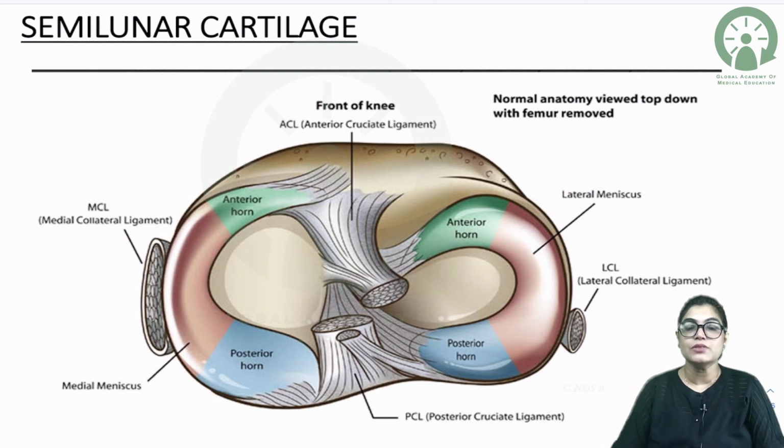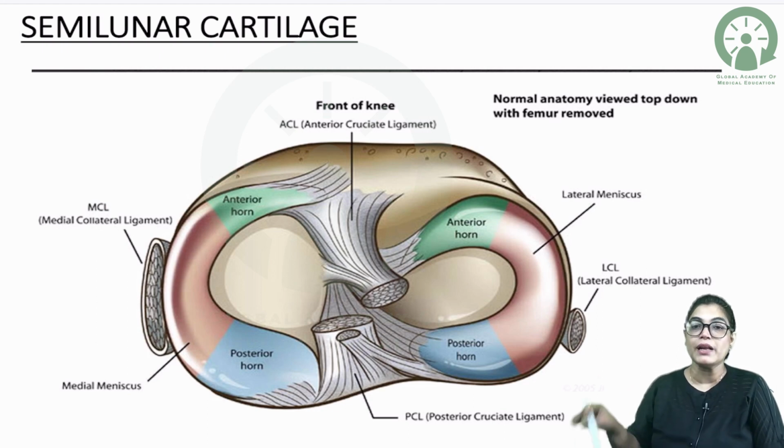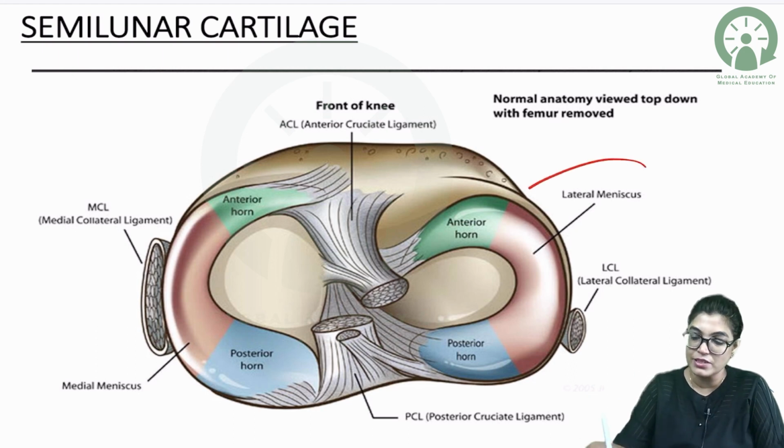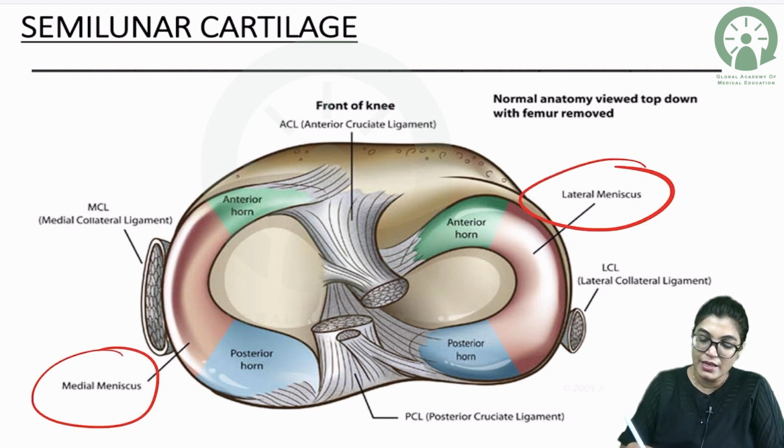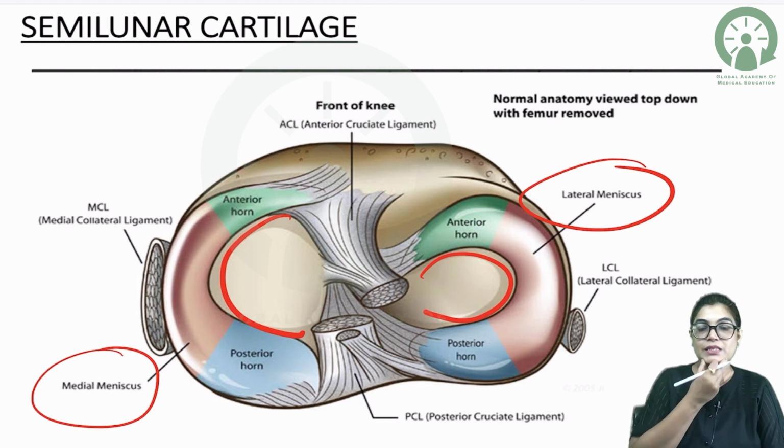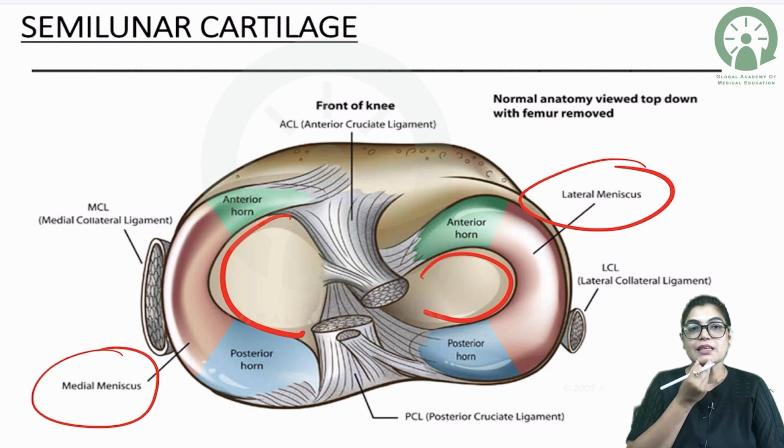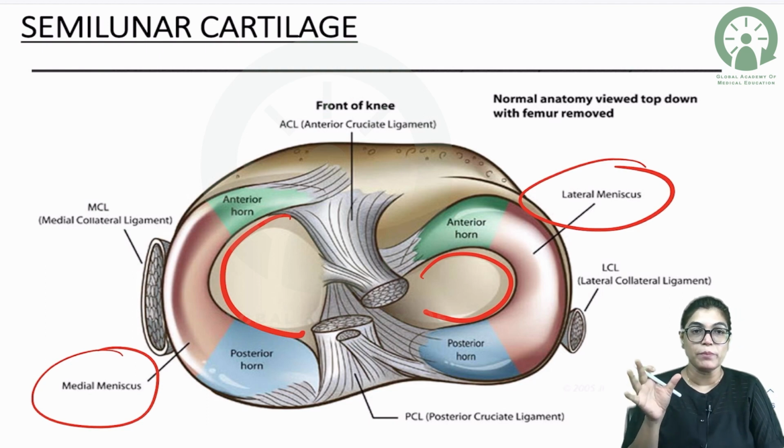Other than that, there are the semilunar cartilages. We have two, medial meniscus and lateral meniscus. If you remember, I told you, this is the lateral meniscus and this is the medial meniscus. So almost rounded shape is of lateral meniscus, but semilunar shape is of medial meniscus. Menisci are made of fibrocartilage. They are an example of fibrocartilage. They are important for dividing the joint cavity into two compartments, and they are intracapsular structures.